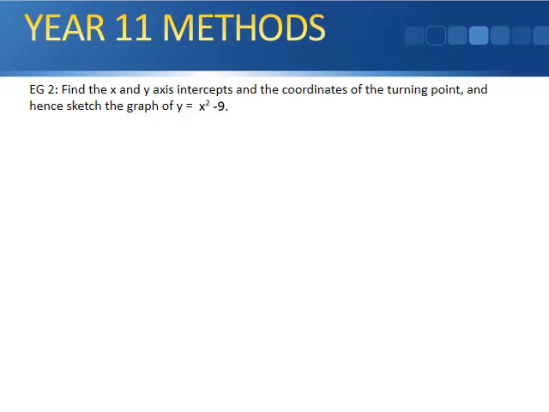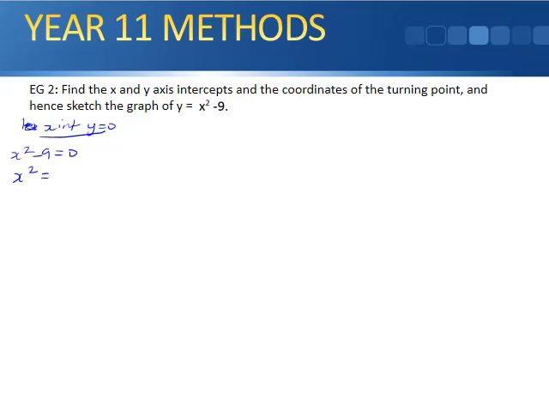Example 2 says to find the x and y axes intercepts and the coordinates of the turning point, and hence sketch the graph of y equals x squared minus 9. So again, let's do the first one. It doesn't matter which one you find first. I'm going to do the x-intercept, put y equal to 0. Putting y equal to 0, we get x squared minus 9 equals 0.